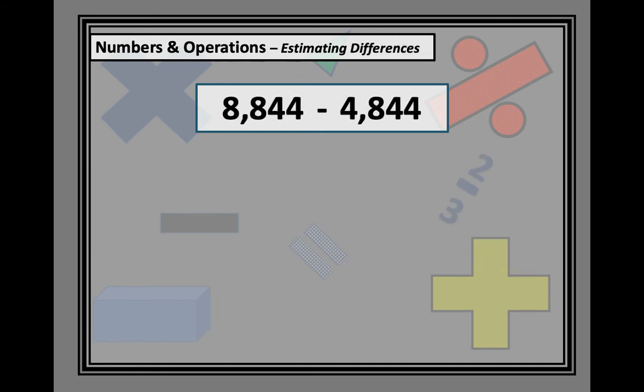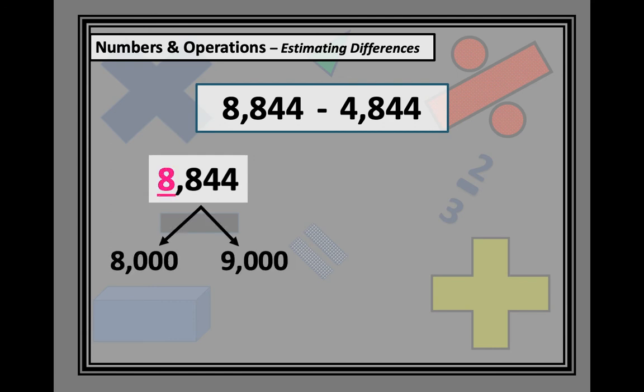We talked about estimating with differences, estimating with subtraction. The same as with addition, you follow regular rounding rules. So round your numbers to their greatest place and then do that easy place value math in your head. So 8,844, if I'm rounding it to the greatest place, I know it's either close to 8,000 or 9,000. The digit in the hundreds place tells us to round up.